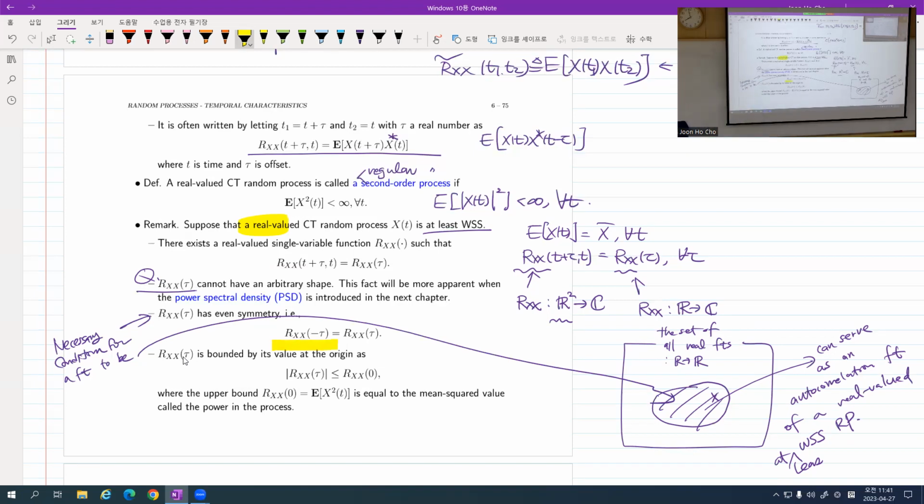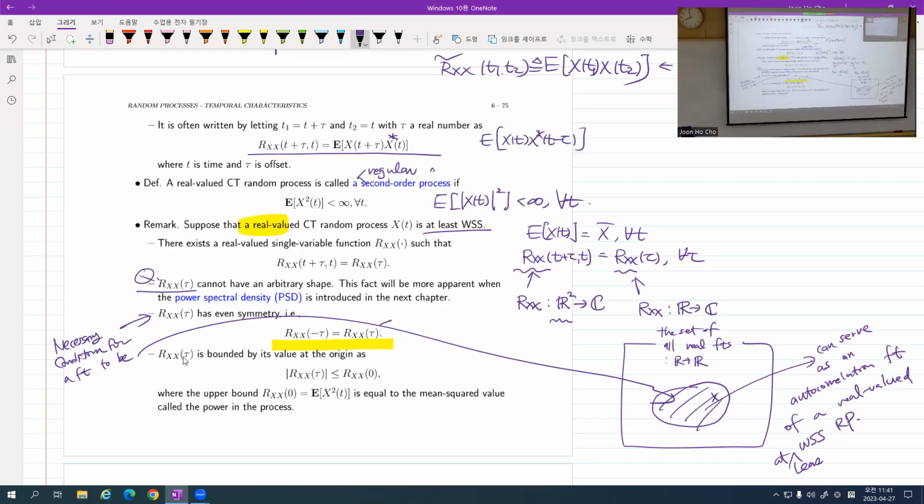Why is this true? Whenever you have something to show, and that something involves notation, not the definition, then convert the notation into the definition. As I told you, this is a notation to say that the right-hand side is an autocorrelation function of x of t, right?